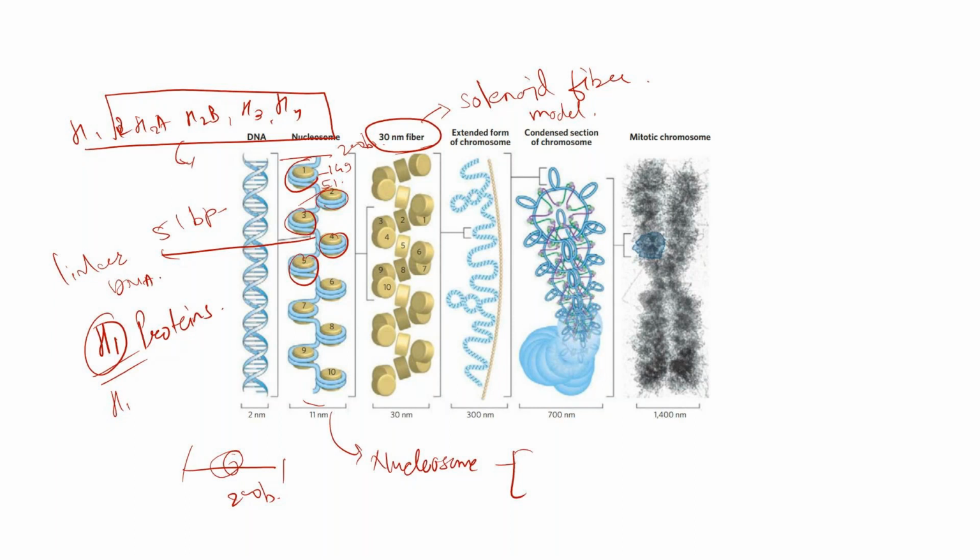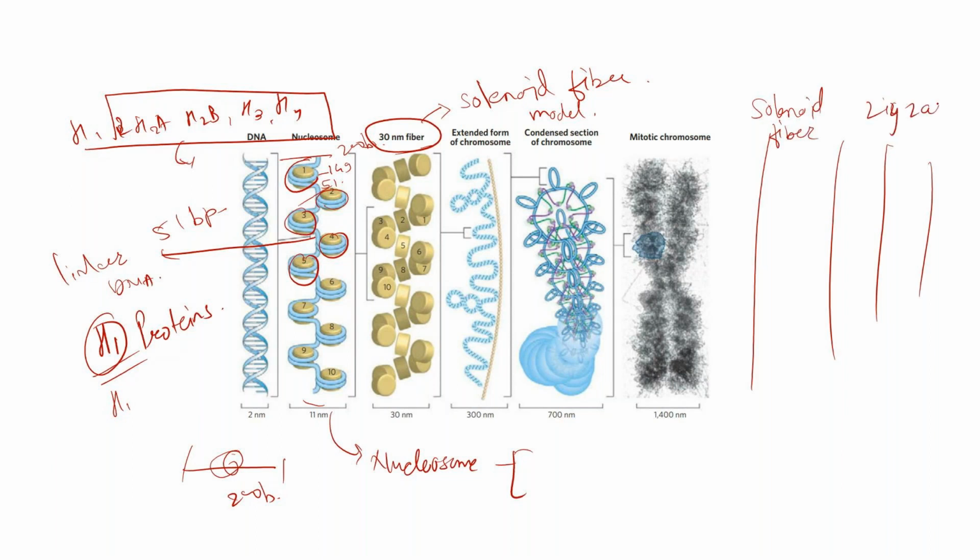It can be done in two types. First, this 30 nanometer fiber can be obtained in two types. One is solenoid fiber, and another one is zigzag fiber.